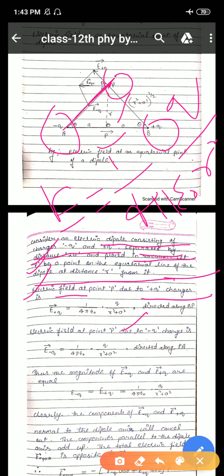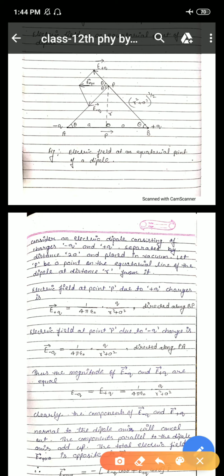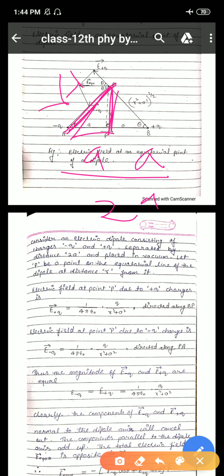So first of all, this one is the value of r. You need the values of a and p. This one is the total distance 2a, so this one is a, this one is a, and this one is r. Then applying Pythagoras theorem, this value is the square root of r square plus a square. Is it clear?